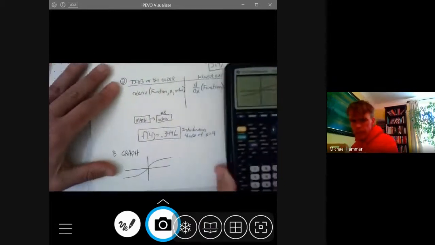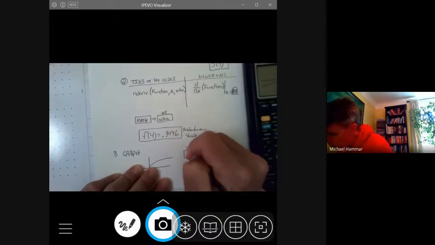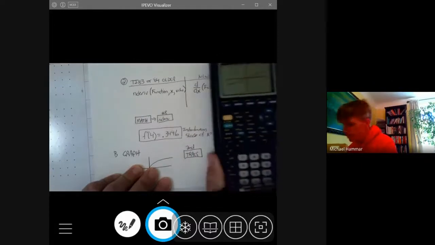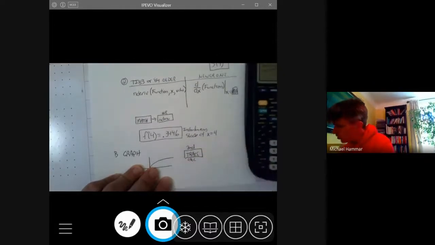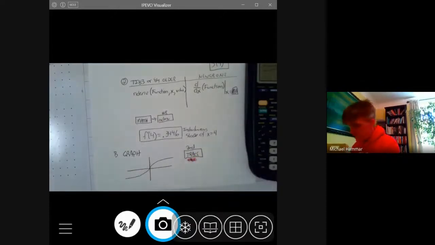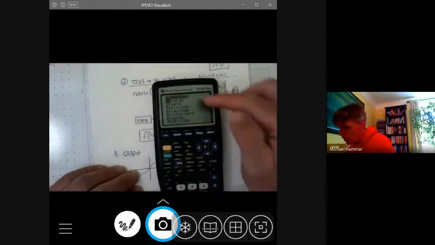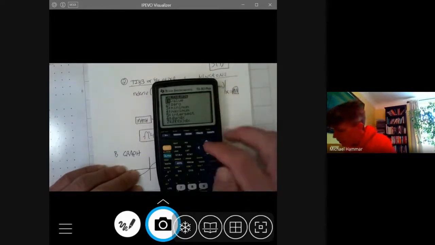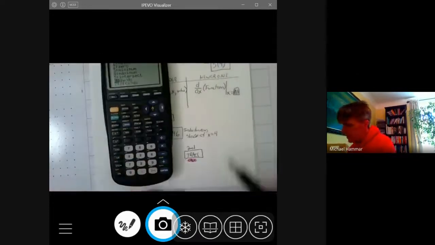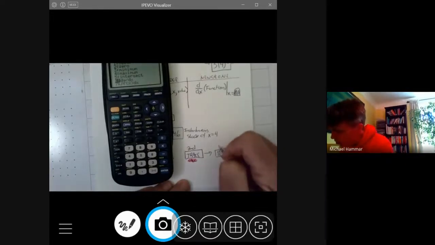Now, there is a key sequence you can use, except this one you have to go to second, and then go above the letter trace. When you do that, it's going to do what's called a calculation. So do second trace, and now you're going to see all the calculation menus. We are going to go down to the one that says dy dx, the dy over dx, which is number 6.